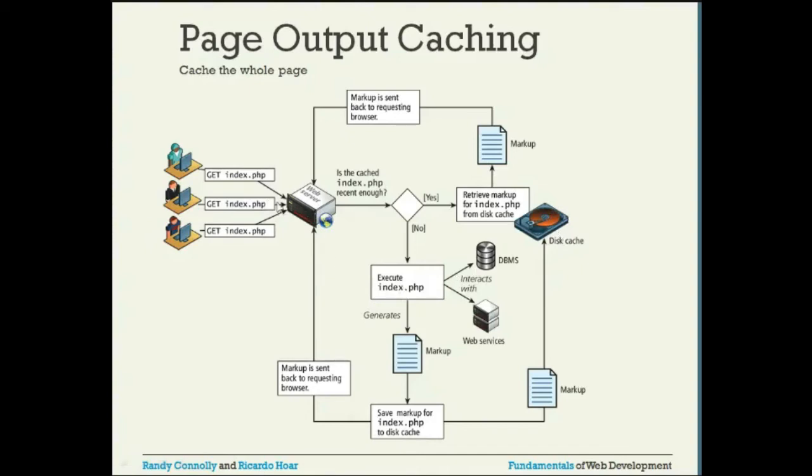Now, when we get the subsequent request, it will check whether the cached index.php is recent. The answer is yes. Then what will happen? Retrieve markup for index.php from the disk cache. So in this disk cache, we have the recent markup that will be retrieved, and the markup is sent back to the requesting browser. So this markup has not gone through this process. It is coming from the disk. That is how the request will be served immediately. So that is how we can use the caching.